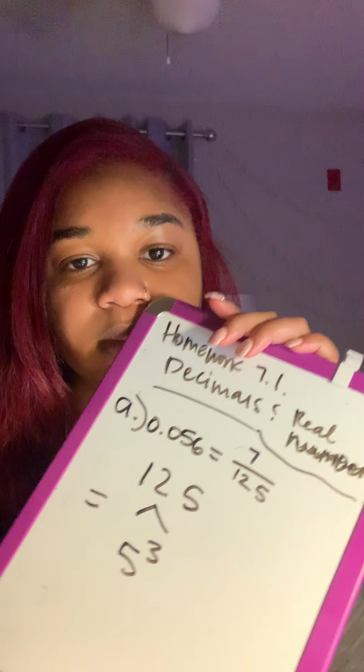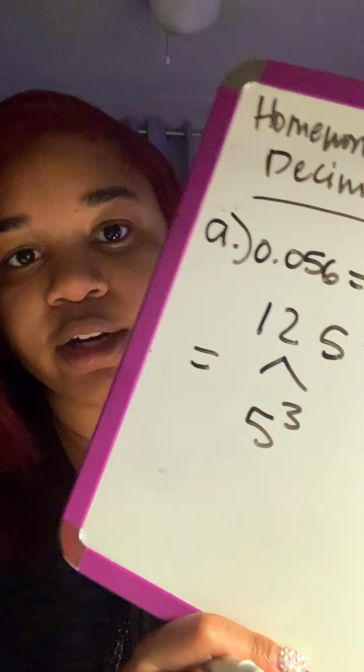So let's write 125. They just want you to find the prime factorization, so they basically want you to do a factor tree. To save time, we're not going to do a factor tree, but the factorization of 125 is going to be 5 cubed. In other words, it's just 5 times 5 times 5.